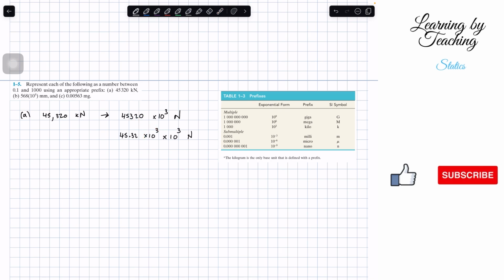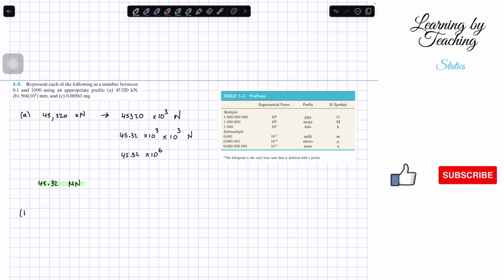Now, if we simplify this, this becomes 45.32 times 10 to the 6. Basically, this one adds up with this one, and we have the same base, okay? So now that we have this 45.32 times 10 to the 6, we can go ahead and use our table and find out that, hey, look at that. Times 10 to the 6 means a mega, and the symbol is capital M. So we can write it as 45.32 meganewtons. And just like that, we found out the answer for problem A.